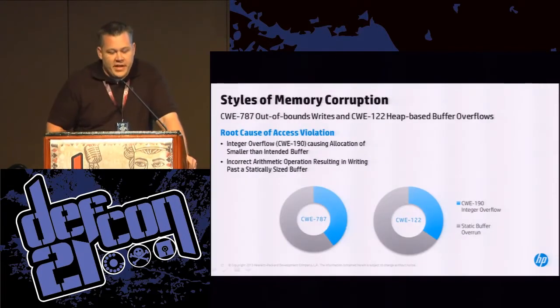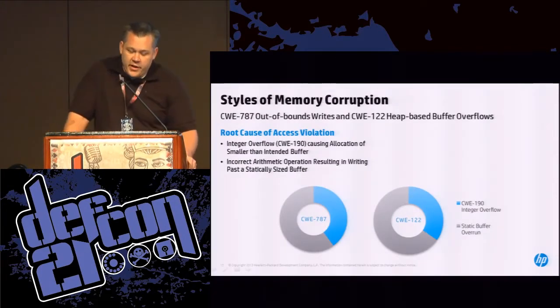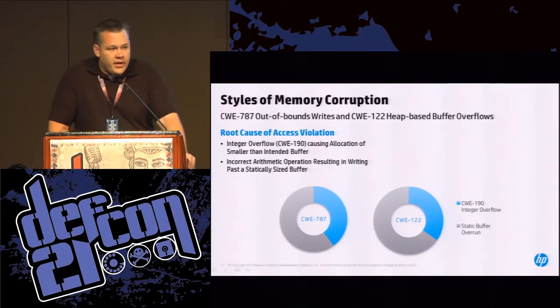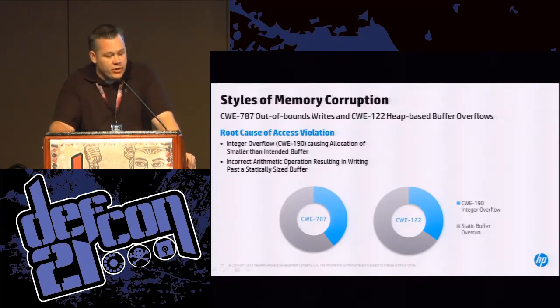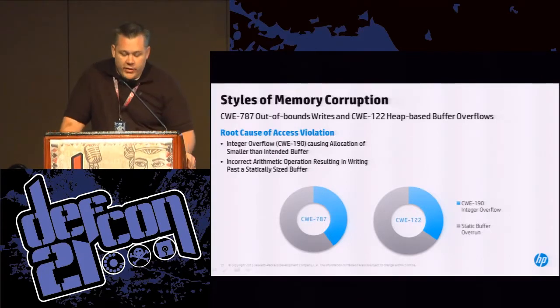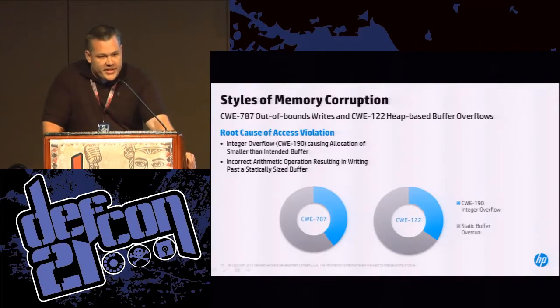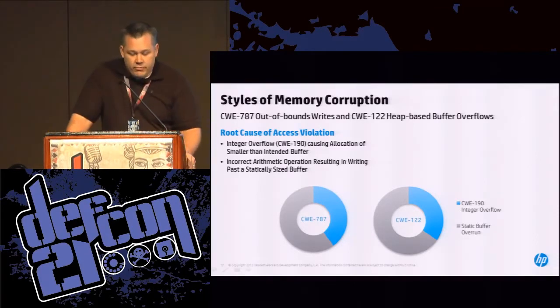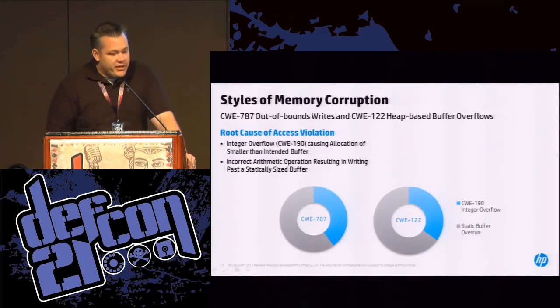If we look specifically at memory corruption style vulnerabilities, out-of-bounds writes and heap-based buffer overflows, there are really two causes for the access violations in those two classes, so we could further analyze those bugs. We found that a third of them were caused by integer overflows, causing an allocation of a smaller than intended buffer, and the rest were incorrect arithmetic operations. It's just interesting to see that there are different types of memory corruption issues and the granularity that you can get to.